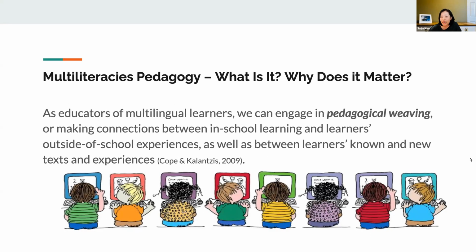So what's the implication of these important findings for us as educators of multilingual learners? As Cope and Kalantzis, the founding scholars of multiliteracies pedagogy, mentioned, this pedagogy offers ample opportunities of pedagogical weaving, or making connections between our learners' outside of school experiences and identities and in-school learning, as well as between their known and new texts and experiences.